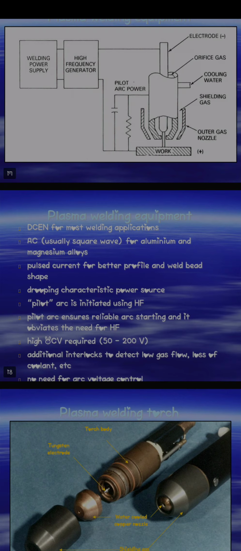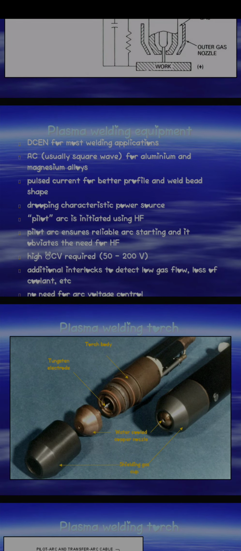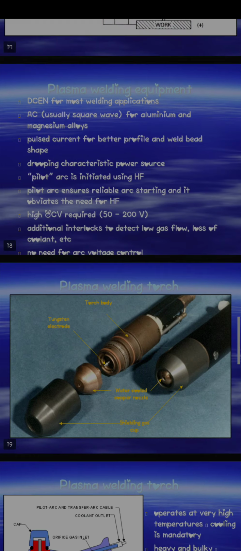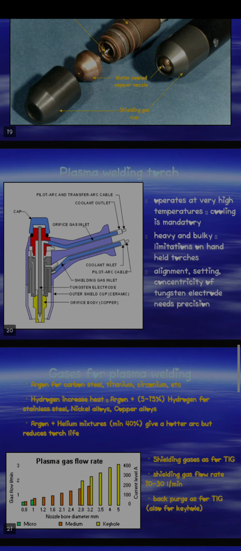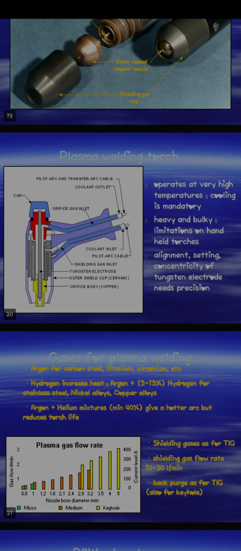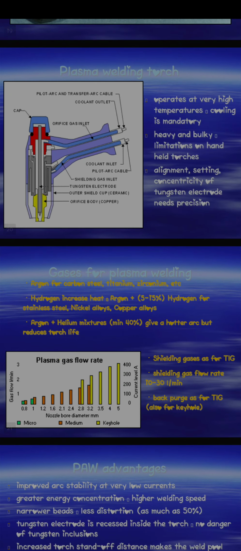Now this slide shows the plasma welding equipment. DCEN is used for most welding applications, and AC, usually square wave, for aluminum and magnesium alloys. The pilot arc ensures reliable arc starting, and it obviates the need for HF. The plasma welding torch operates at a very high temperature, so cooling is mandatory. Torches are heavy and bulky, limiting handheld use. Alignment, setting, and concentricity of the tungsten electrode need precision.